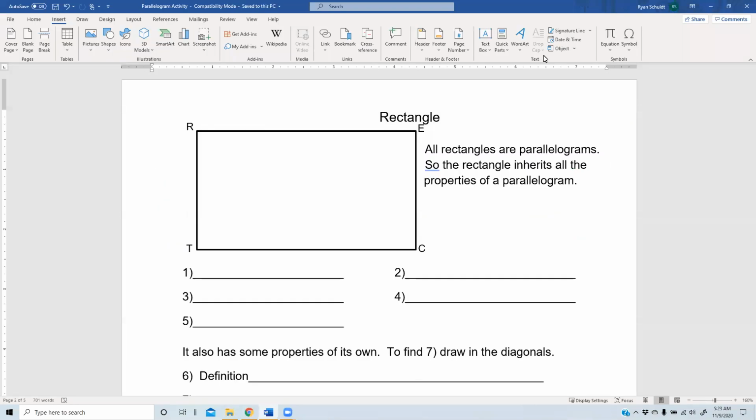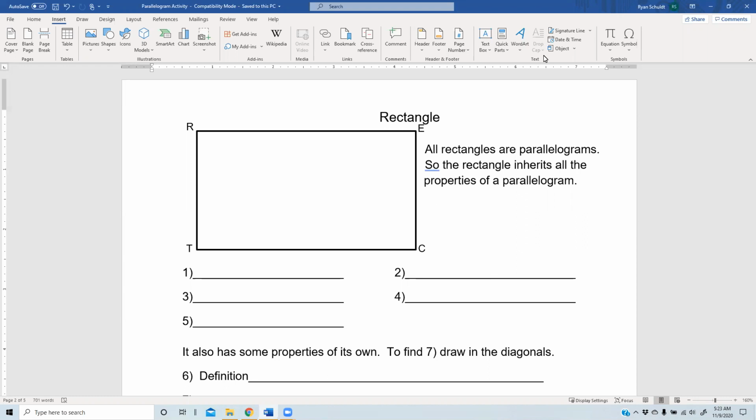Okay, now for the rectangle. So one thing about rectangles is that they actually are parallelograms, which means they're going to inherit all the same properties of a parallelogram.